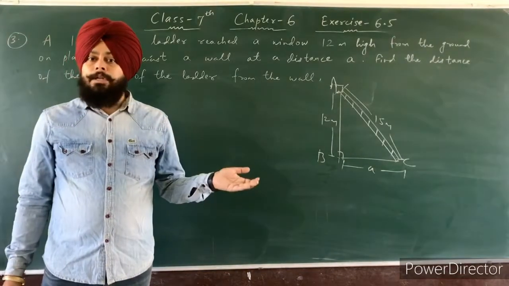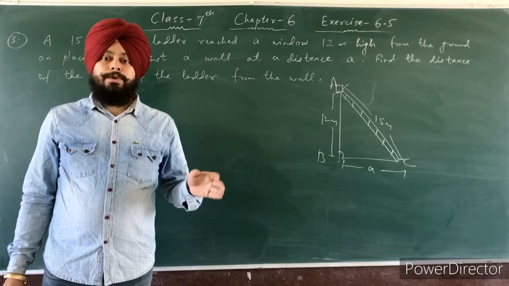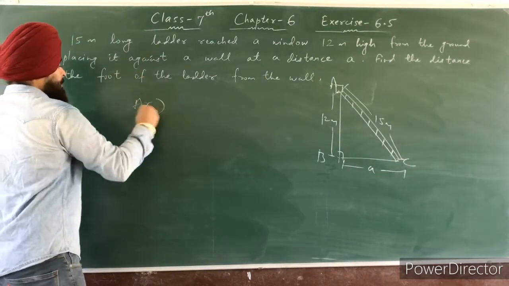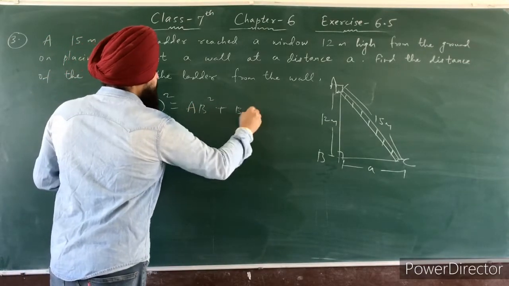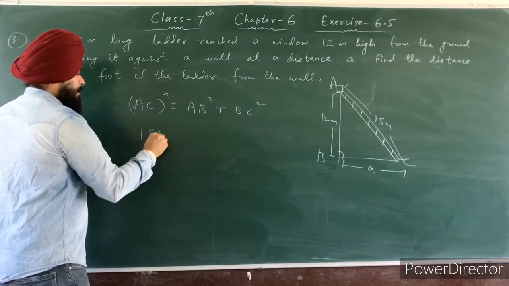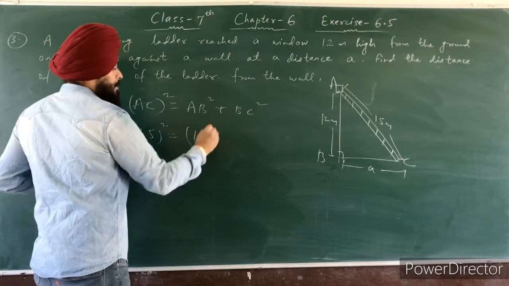Pythagoras property: the square of the hypotenuse is equal to the sum of the squares of the other two sides. Here the hypotenuse is AC. AC square is equal to AB square plus BC square. What is the length of AC? AC is 15 meters. So 15 square is equal to AB square plus BC square. AB is of measure 12.